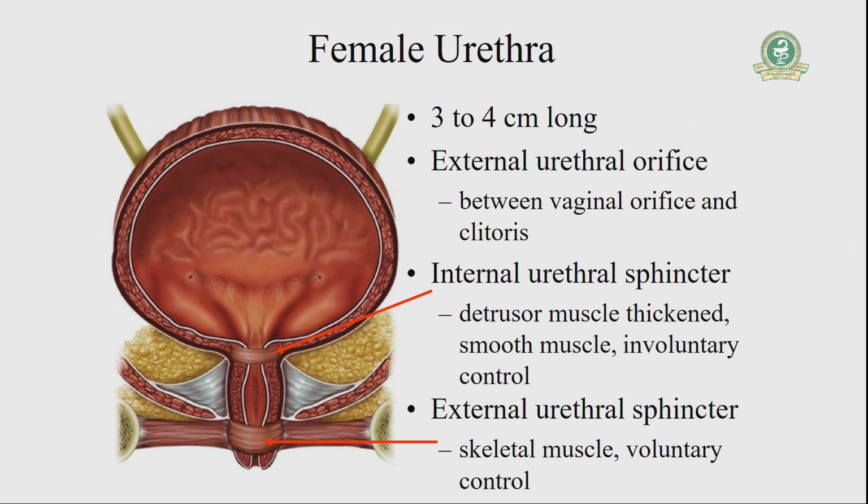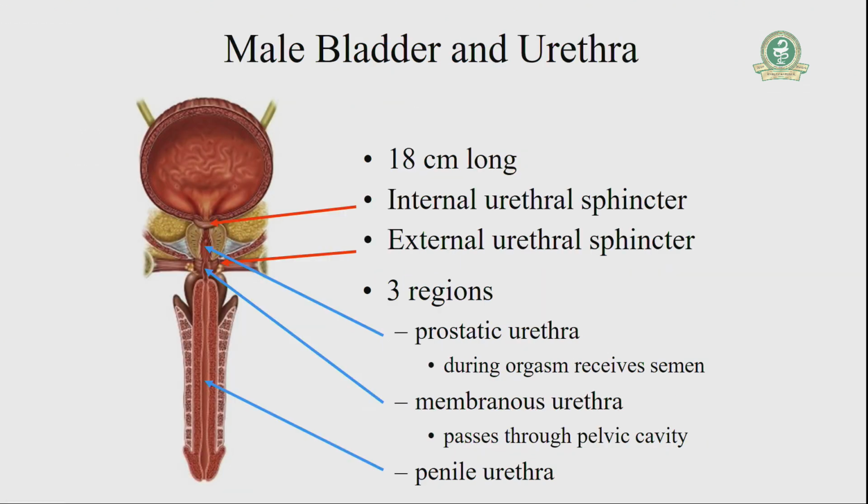Urethral sphincter. The internal urethral sphincter is detrusor muscle, thick smooth muscle, under involuntary control. The external urethral sphincter consists of skeletal muscle and has voluntary control.